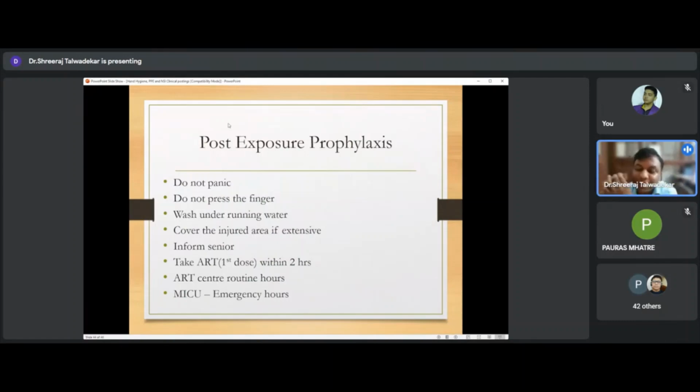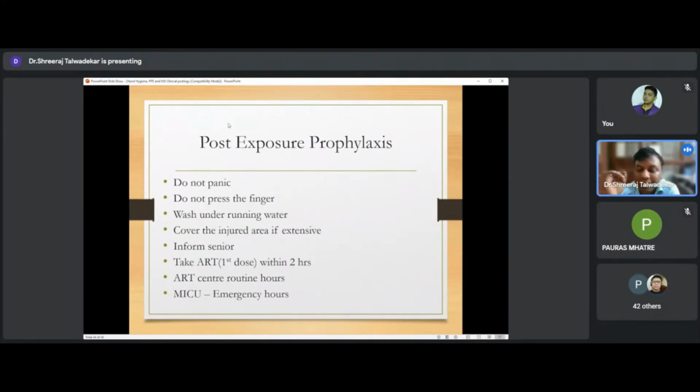Secondly, don't press the finger. Don't think this is a Bollywood movie, where if a snake has bitten, you have to get all the poison out. No, you don't have to squeeze. What happens when you squeeze and release? There is negative pressure in your capillary, and the virus will go further inside the bloodstream. So don't press. Just start the tap. Wash it under running water. Let it bleed. When your bleeding time is over, it will stop bleeding. Cover the injured area if it is a large cut.